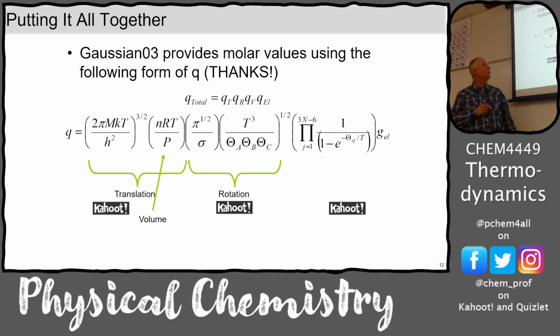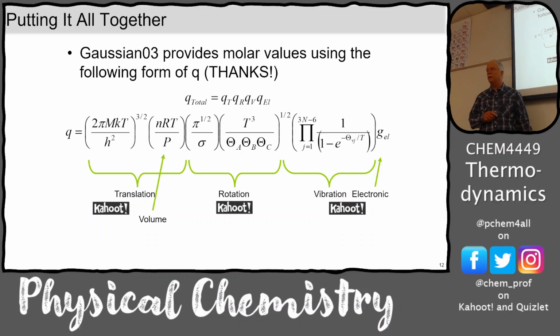Okay. The sigma is that symmetry number in case we have a highly symmetric molecule. And then this last piece is the vibrational piece, which has the vibrational temperature divided by the thermal temperature here in the denominator. There's 3n minus 6 of those. And then we have the electronic piece, which is the degeneracy of the ground electronic state. So this is what Gaussian does for us. Thanks so much, Gaussian, because it's really tedious.